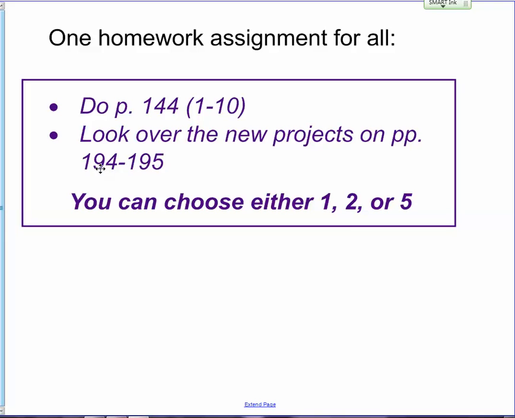So I just would like you to read over your 3 choices of your projects because you're going to have to start them earlier this unit.